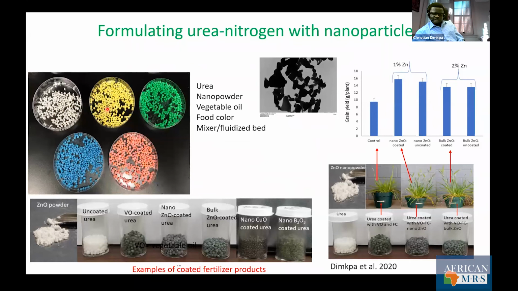So you don't have any advantage of coating in terms of yield, but it can facilitate your application method in the field because you can take this product directly to the field as urea and apply it, but you have the nitrogen as nano on the urea itself.